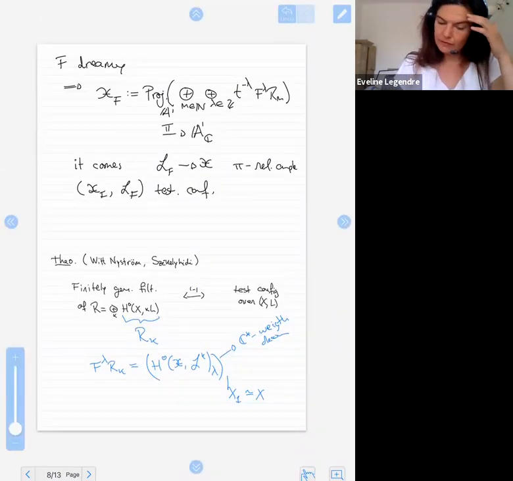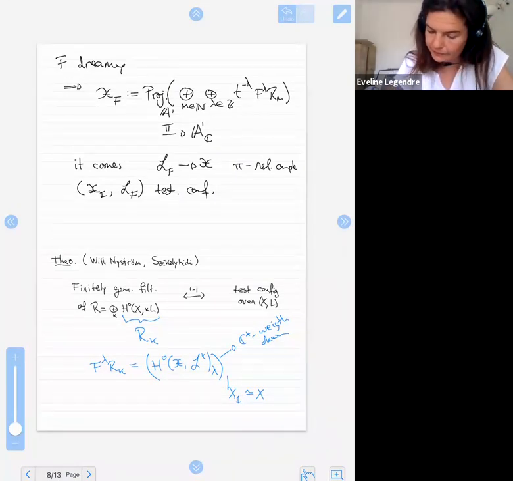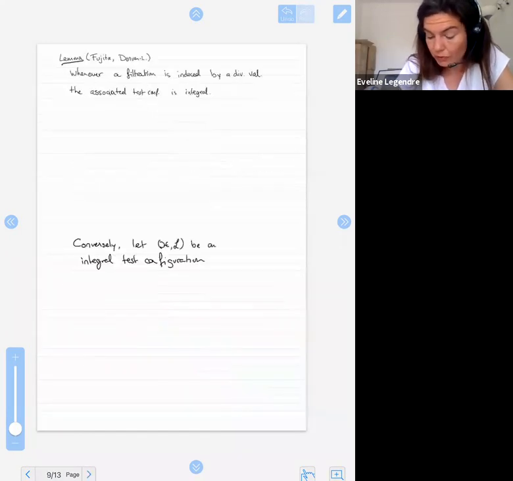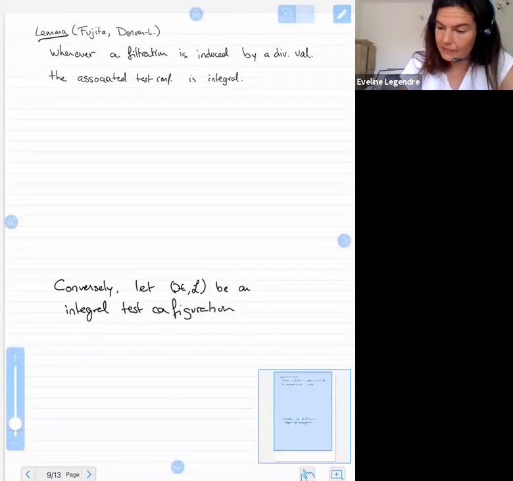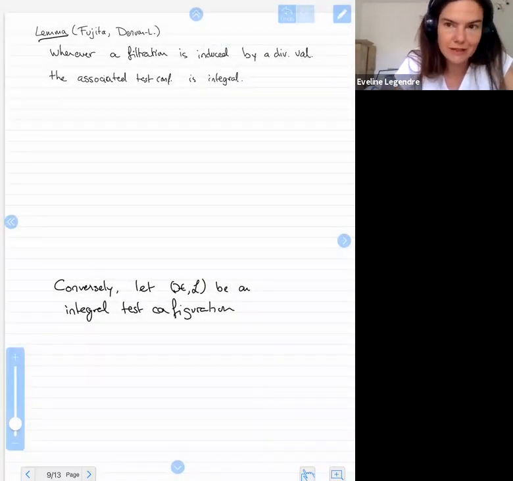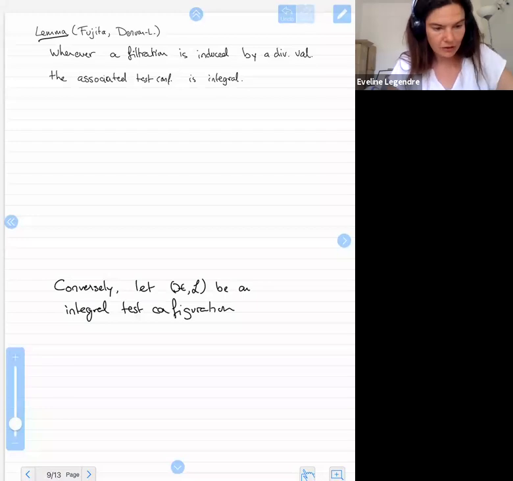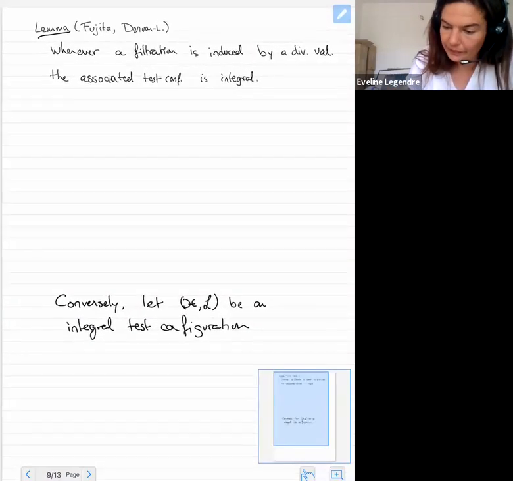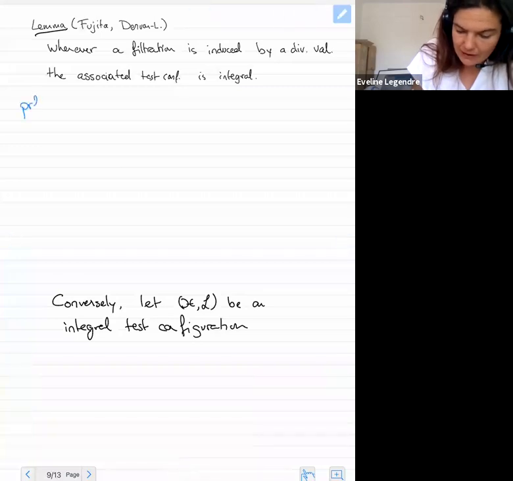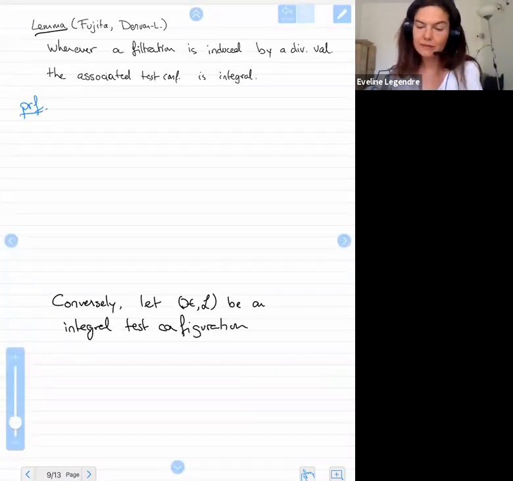So yeah, maybe it's not obvious from the definition that the test configuration we get is integral. But actually the proof that it is integral is very easy. It's essentially due to Fujita; we essentially just realized that it works very easily in the same way in our case, and I think it's simple and very enlightening. So I will do that. Let's just make the proof of that.